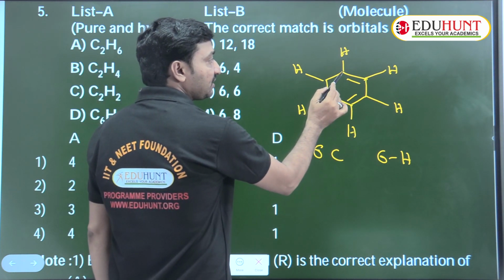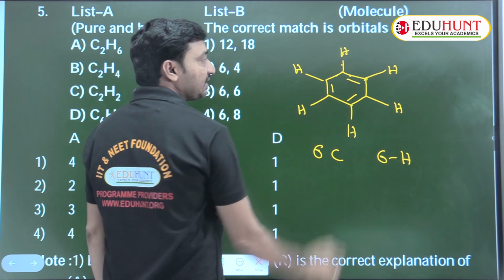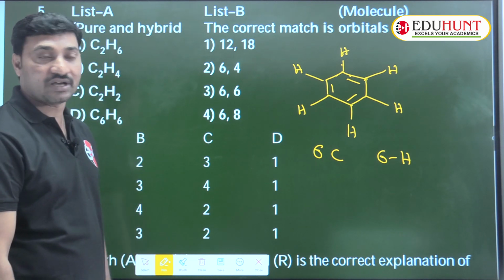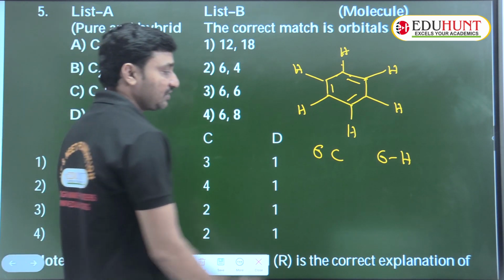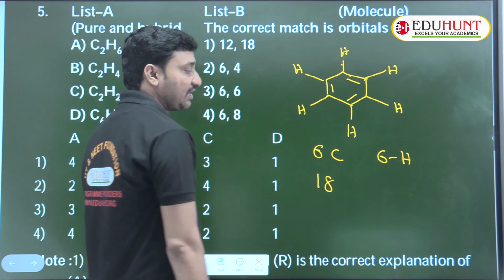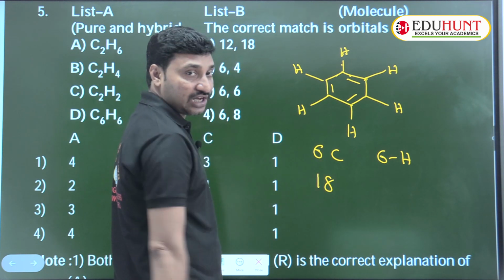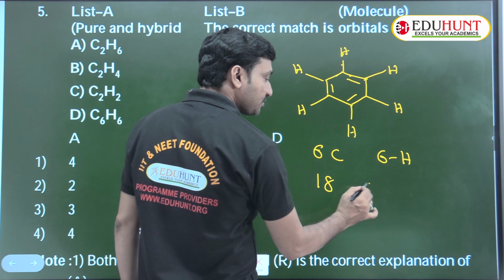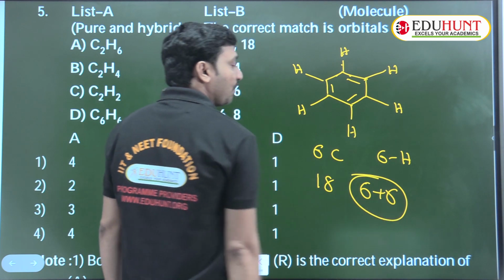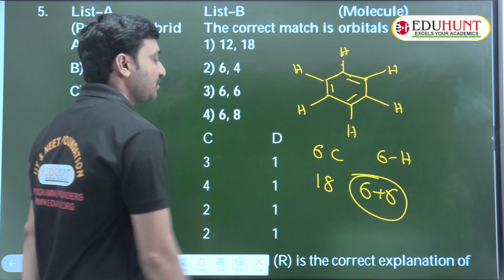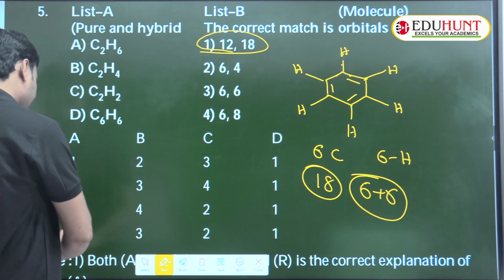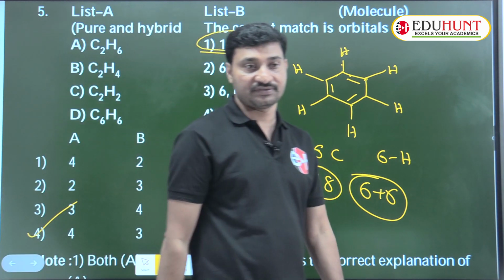Why? Because around the carbon there are 3 sigma bonds, 1, 2, 3. Each carbon is sp2 hybridized, so 3 hybrid orbitals each. So 6 threes are 18 hybrid orbitals. And pure orbitals, each sp2 carbon has 1 pure orbital. So 6 carbon atoms, 6 pure orbitals, plus 6 hydrogens. So finally overall 12 pure orbitals, 18 hybrid orbitals, and the correct choice is the fourth option, right?